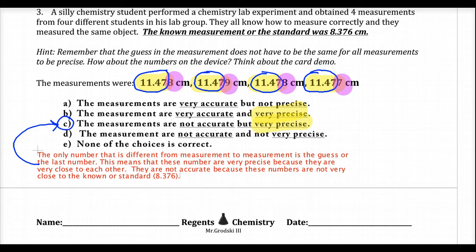Now, accuracy is dependent on how well these 4 numbers are close to the standard. And I told you the known value was 8.376. The ruler that was used to measure them should have come out to 8.376. But for whatever reason, there's a chip, there's a bend, the ruler might be warped. It was giving me results that were far away from this. Well, I guess it wouldn't have been bent to make it longer, but you get the point, okay? That these 4 numbers are not close to the known value. Accuracy is how close you are to the known value. So these are not accurate, but very precise, and that's why C is the best answer, okay?